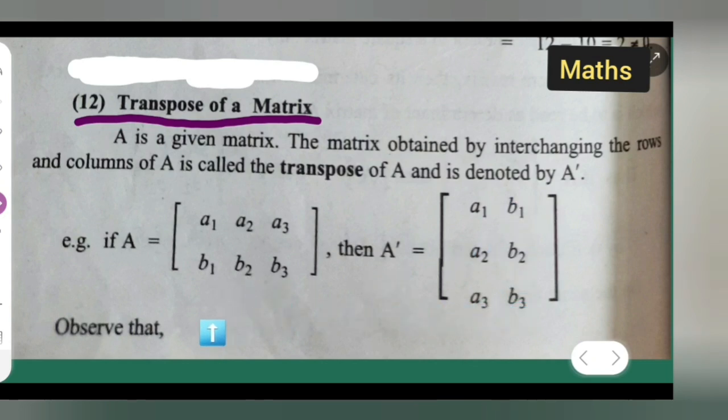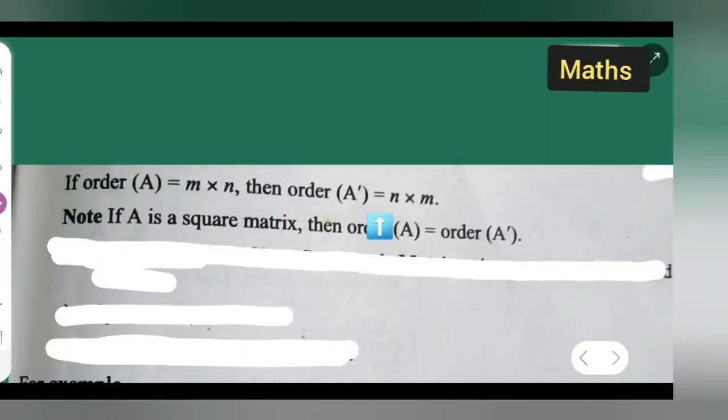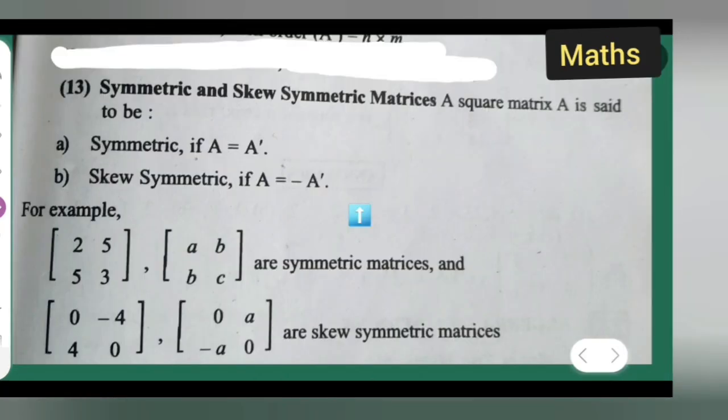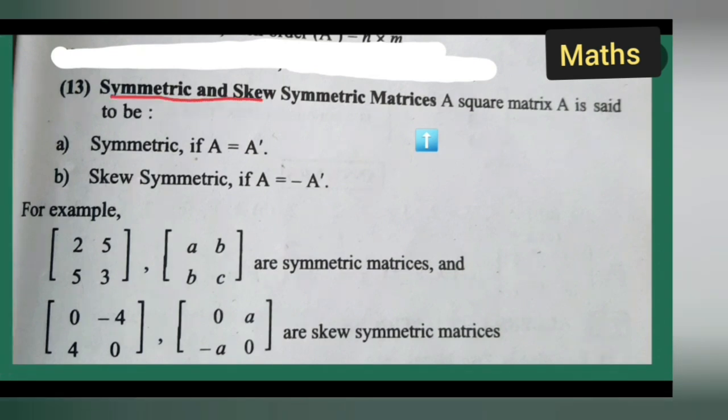Now observe that if order of A is equal to M multiplied by N, then order of A transpose is equal to N multiplied by M. Note that if A is a square matrix, then order of A is equal to order of A transpose. Take down this: symmetric and skew symmetric matrices.